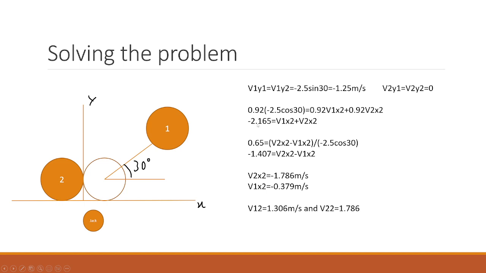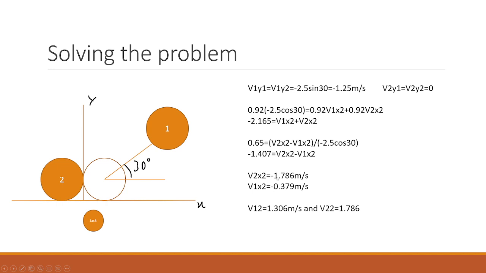Now that we have these two equations, we just plug them into a system of equations, and we can cancel out the second velocity of the first ball and solve for the second velocity of the second ball, which will be equal to negative 1.786. And once we have that, we can plug that back into one of these equations, and we will get that the second velocity of the first ball will be equal to negative 0.379.